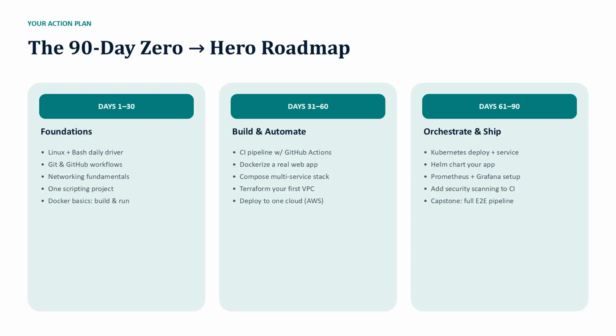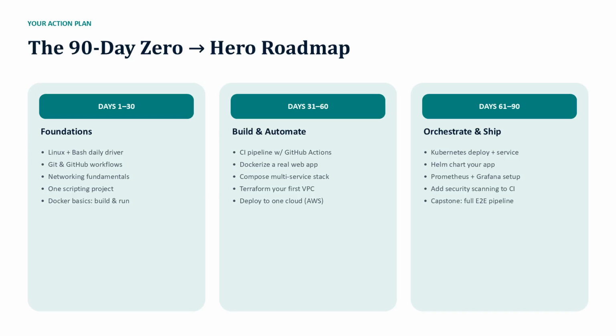Days 1 to 30, foundations. Live in the Linux terminal, make Git muscle memory, understand networking, and build one real automation script. Days 31 to 60, build and automate. Create a CI pipeline with GitHub Actions, Dockerize an actual application, stand up your first cloud infrastructure with Terraform.